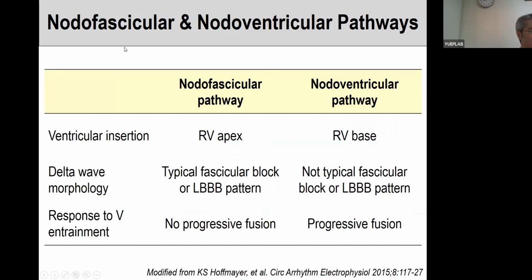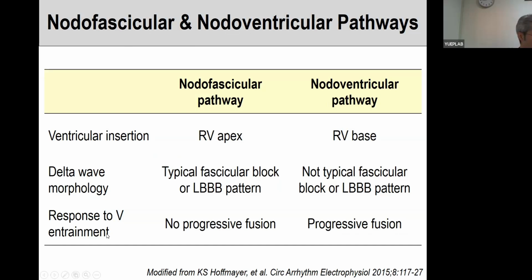When it comes to nodoventricular and nodofascicular pathways, the QRS morphology is different. Ventricular insertion of the nodofascicular pathway is the RV apex. However, ventricular insertion of the nodoventricular pathway is the RV base. That's why the QRS morphology is different. The delta wave morphology of the nodofascicular pathway is a typical left bundle branch block pattern, however the nodoventricular does not.